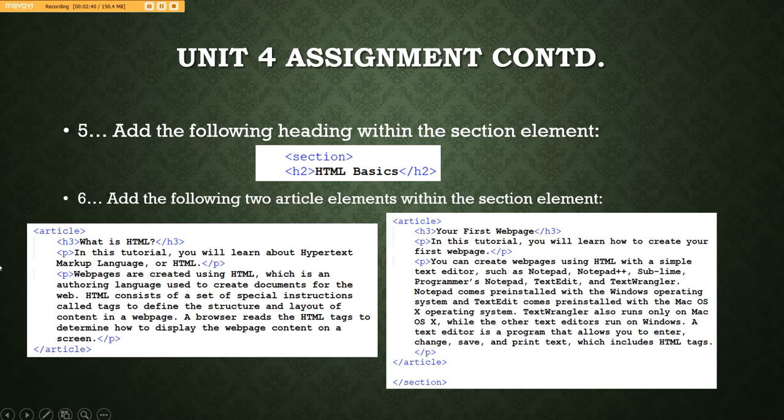Then you're going to add 2 articles. Now each article has a title and then it has paragraphs. And then you close the article. Now both articles, one after the other, and then the close of the section, so that both articles are inside the section.